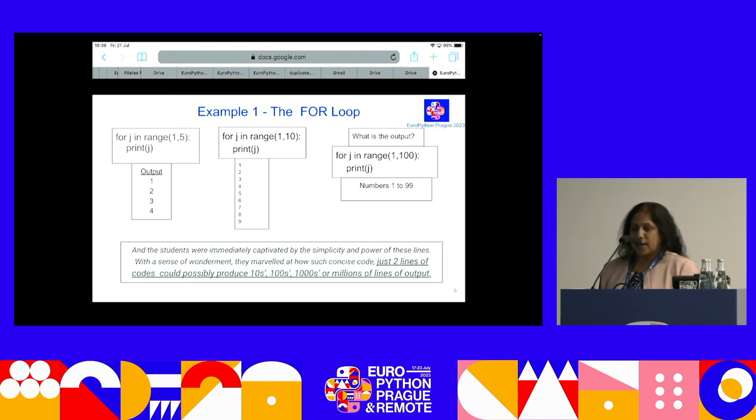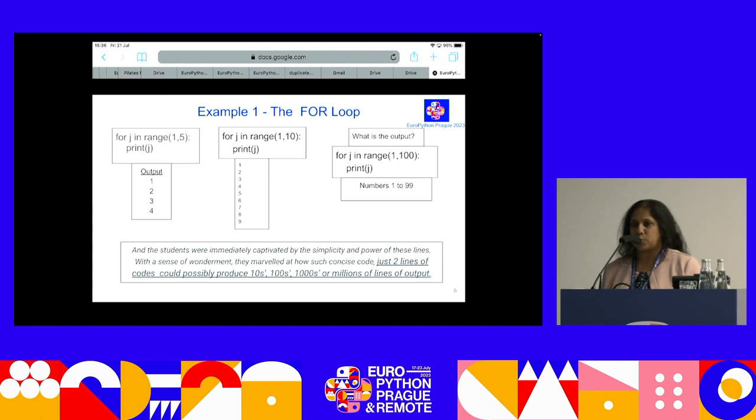So one such enlightening moment came when we explored the for loop. As I introduced this concept, I couldn't help but feel a mixture of excitement, apprehension, trepidation. How on earth were they going to understand this complex concept, or rather complex from my point of view, as I discovered later? So we just started with two lines of code that generated consecutive numbers.